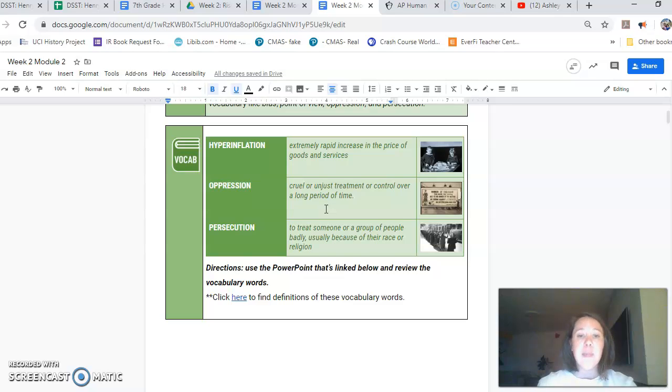Last but not least, persecution, to treat someone or a group of people badly, usually because of their race or religion. We've included a PowerPoint that's linked below that will help you to review vocabulary words. You can click here to find the definitions of these vocabulary words on the slides, but they are also available to you here.